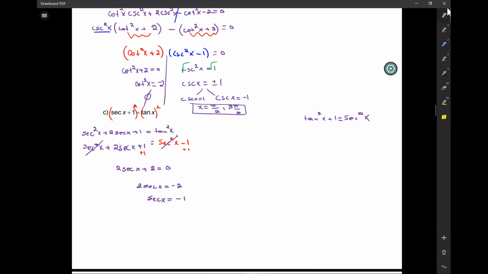So secant, again, the buddy of the cosine. Where is cosine equal to negative 1? That's the x-axis at pi.